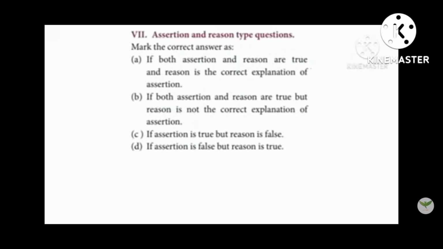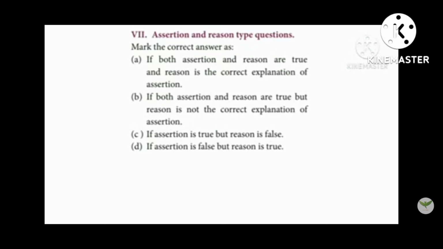Assertion and reason type questions. Mark the correct answer as option A, if both assertion and reason are true and reason is the correct explanation of assertion. Option B, if both assertion and reason are true but reason is not the correct explanation of assertion. Option C, if assertion is true but reason is false. Option D, if assertion is false but reason is true.